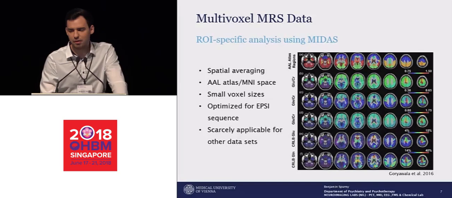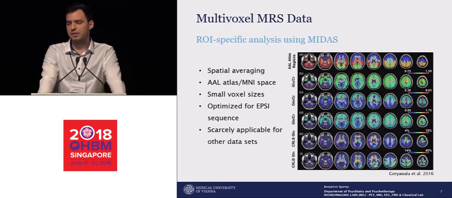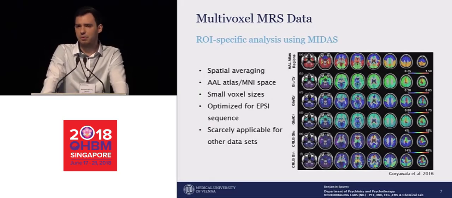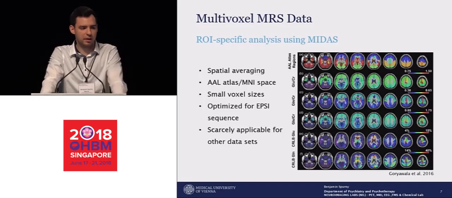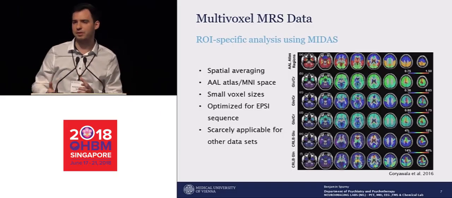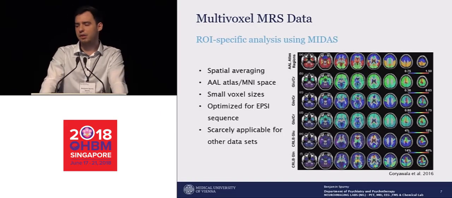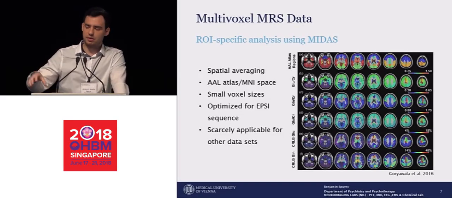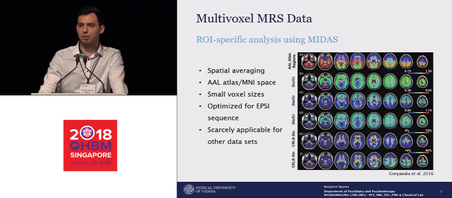There's one automated approach for this. This is the so-called MIDAS software provided by Professor Maudsley. They have small voxels, use some spatial averaging, transform their MRS data into the MNI space, and use some kind of atlas, the AAL atlas. So they need to cluster many of their voxels and perform the analysis within these regions.